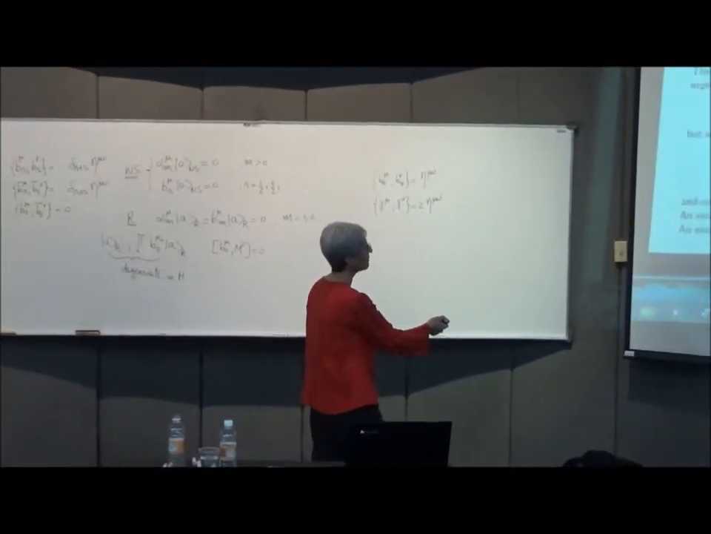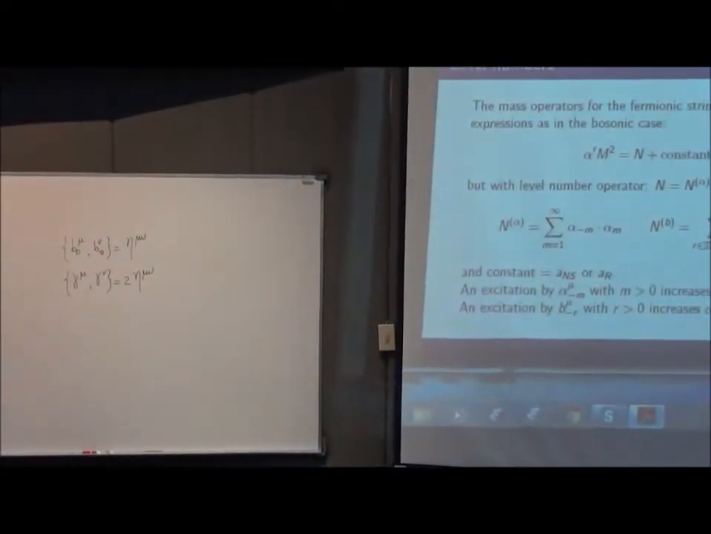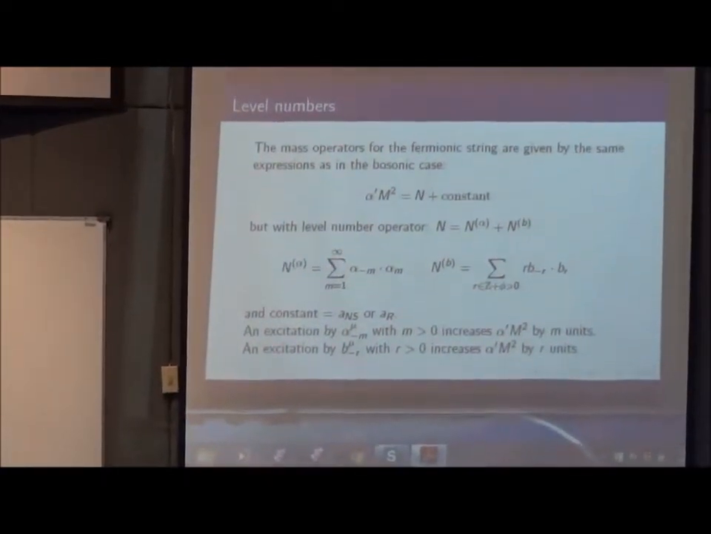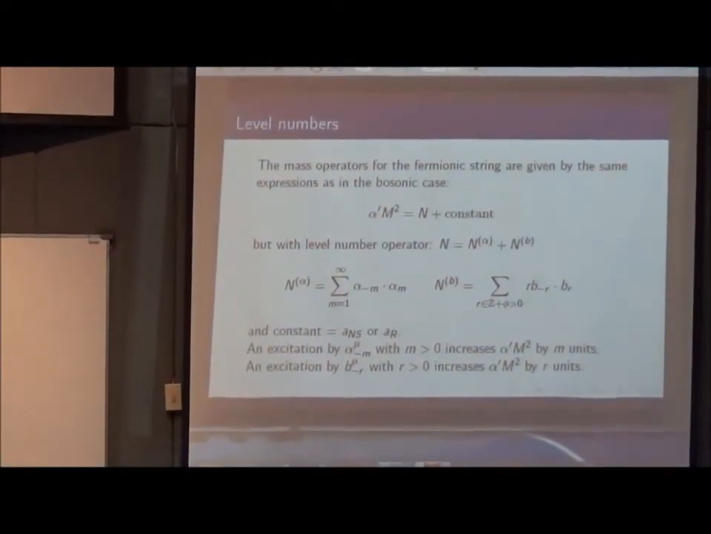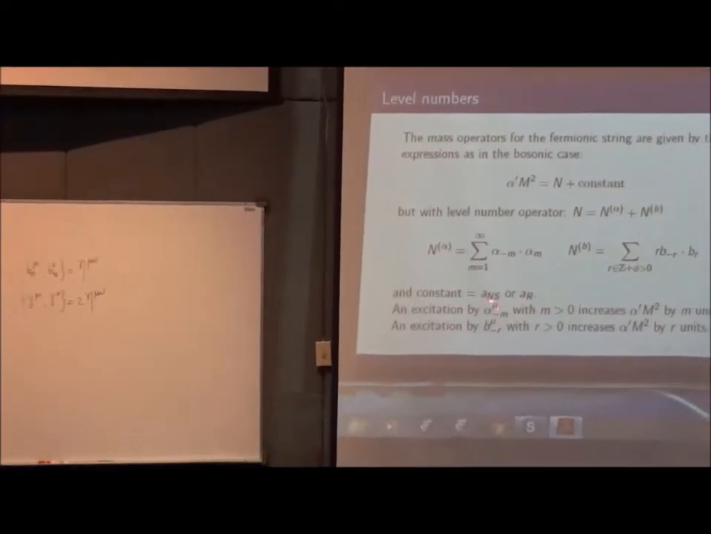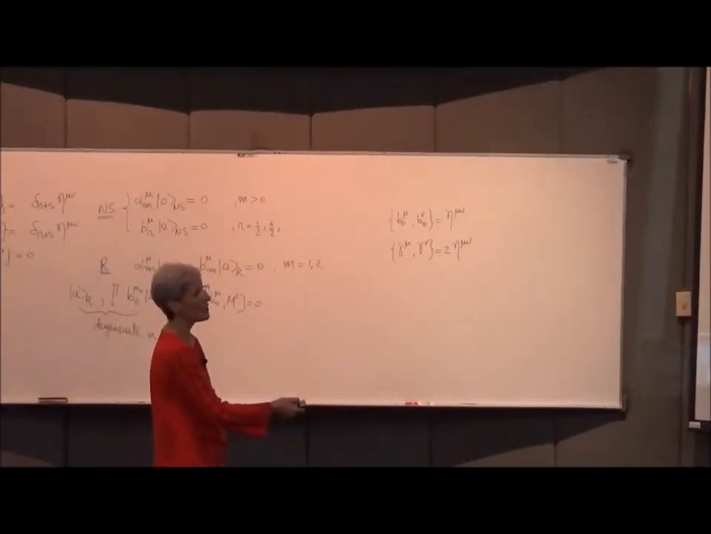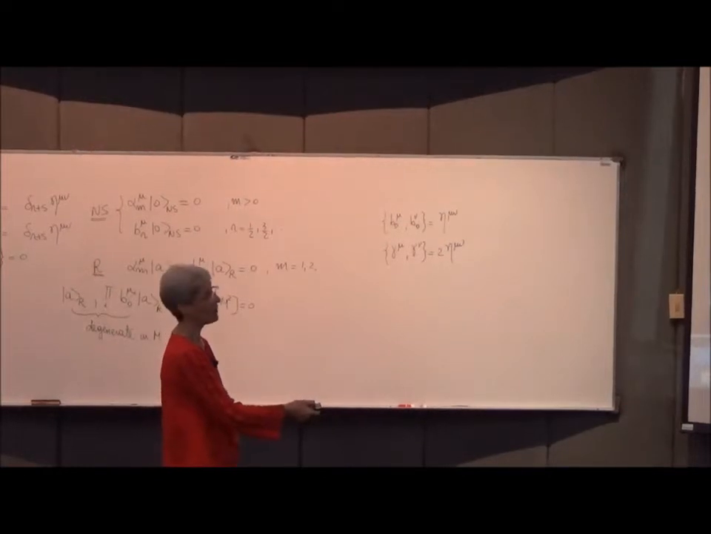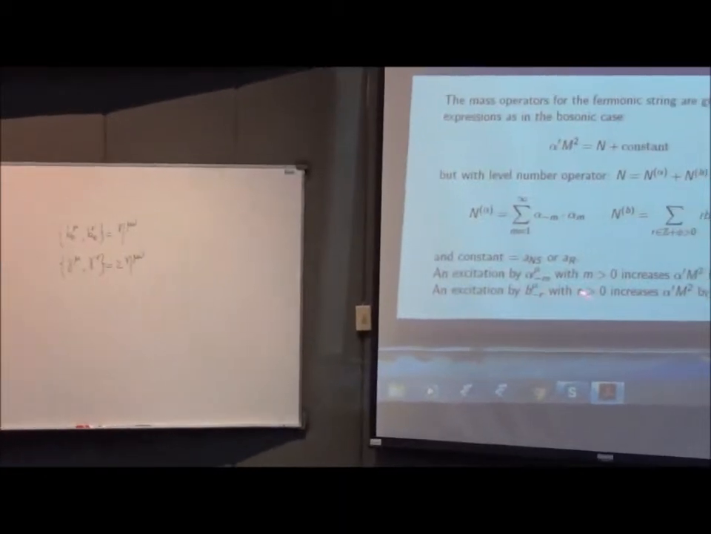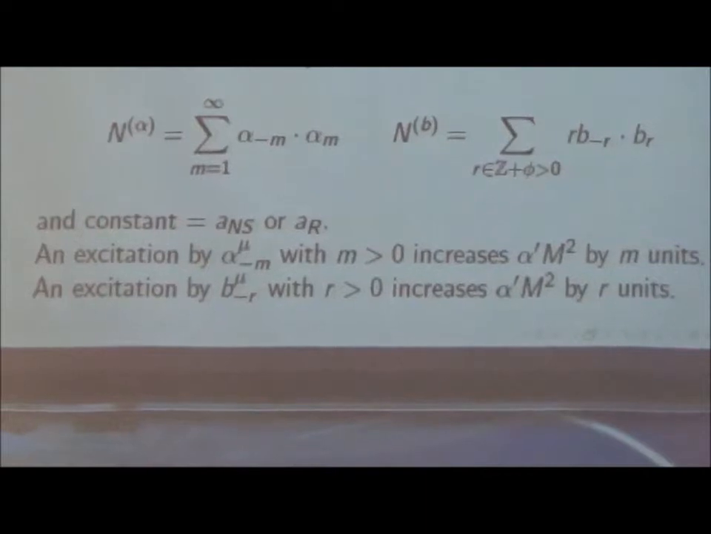Okay, so you can see from here that an excitation, so we construct the states. Let us look at the Neveu-Schwarz sector, which is easier. We start from a ground state, and we construct excited states acting with the creation operators on the ground state. Each creation operator alpha minus m increases the mass squared operator by m units, and an excitation by b minus r, with r positive, increases the mass squared by r units. Okay.